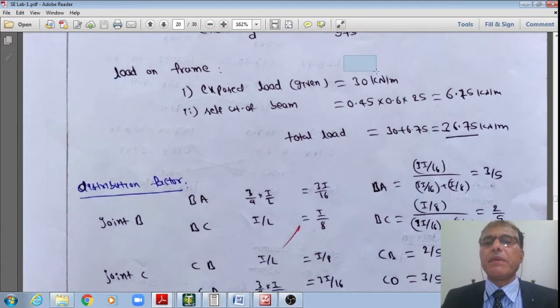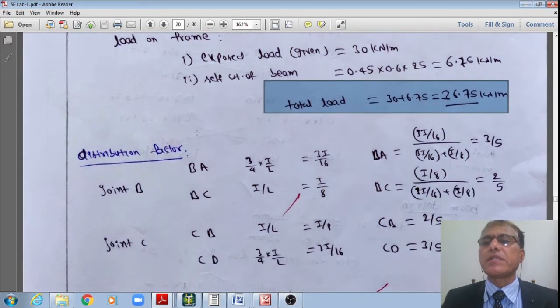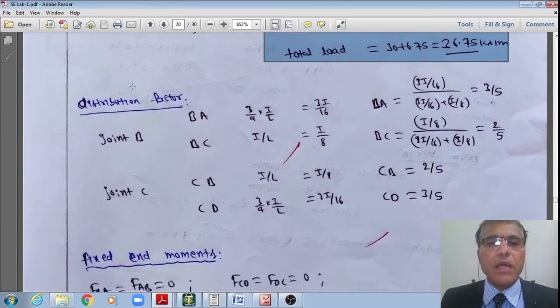Now, therefore, clubbing both of these, 30 plus 6.75, it works out, the total unfactored load W is equal to 36.75.